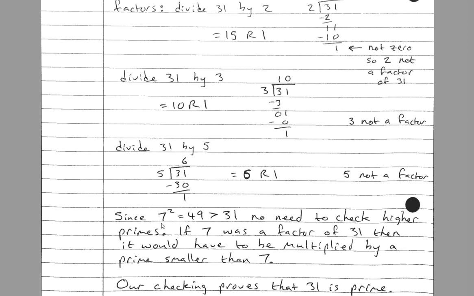Well, the next prime number is 7, but we can already rule out 7 and higher primes because 7 squared is bigger than 31. So if 7 was a factor of 31, then it would have to be multiplied by a smaller prime, a prime smaller than 7. So if the prime number squared is bigger than the number you're looking at, there's no need to check it.